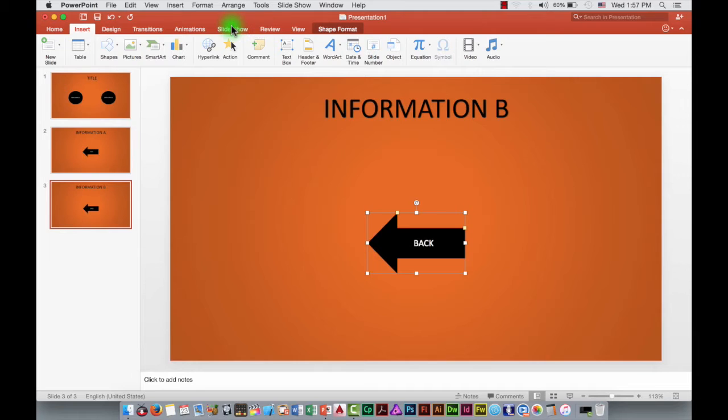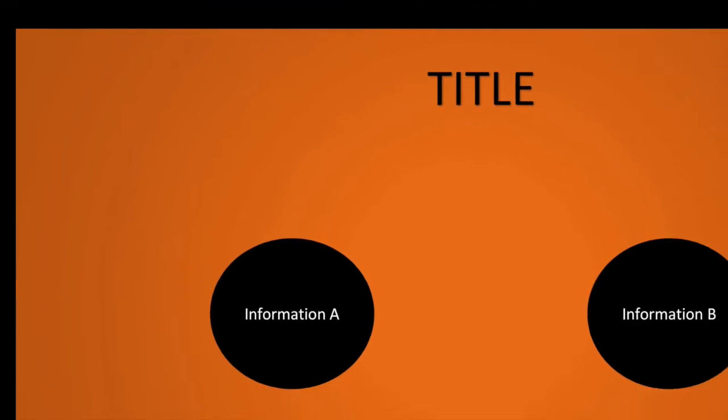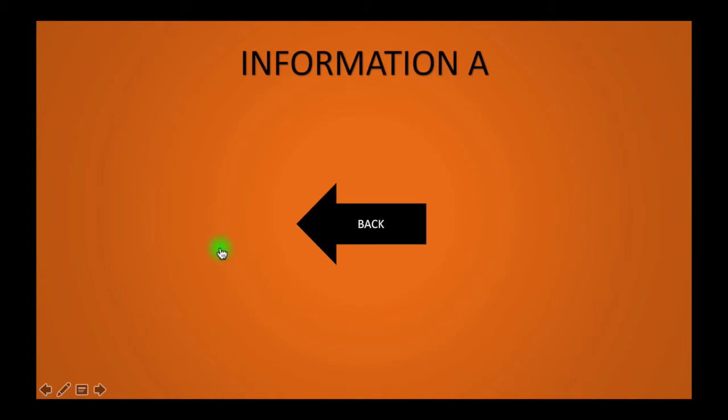So let's see how these objects work now. We're going to go to the Slideshow tab, and we're going to play from start. Now you see we usually have an arrow for our cursor. Now when we hover over this object, we have a hand, which means it's clickable. So let's click on information A.